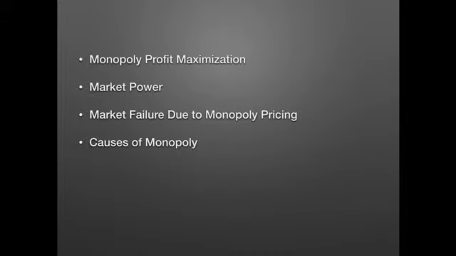Also, make sure you understand the term a natural monopoly, and that is when a firm can produce a market output at lower average cost than a larger number of firms. So realize that if it's one firm, they can produce at much lower cost as opposed to several firms doing this.